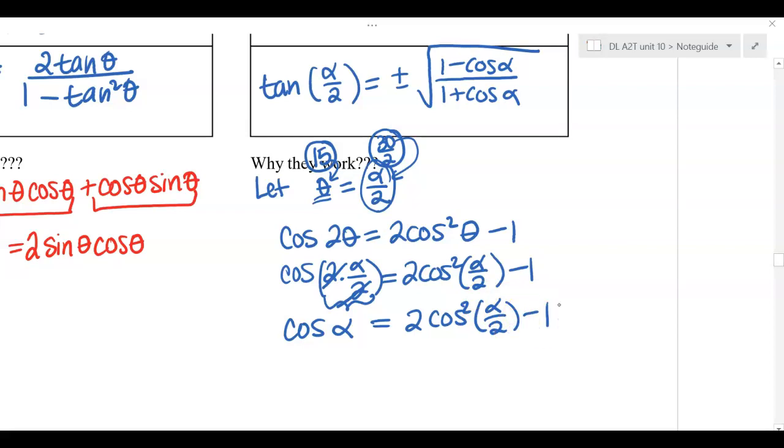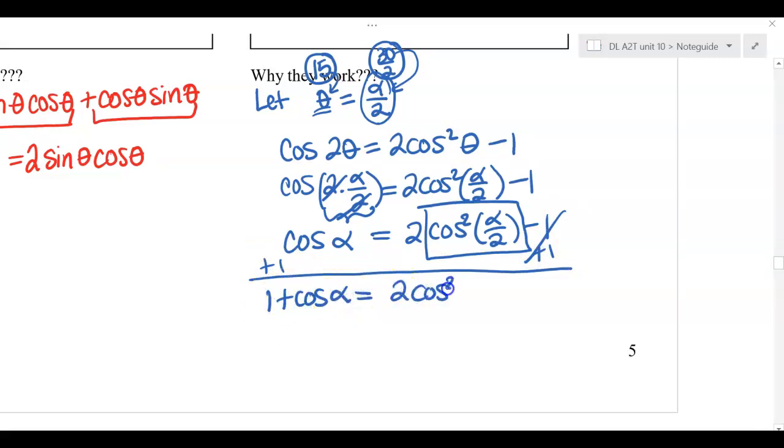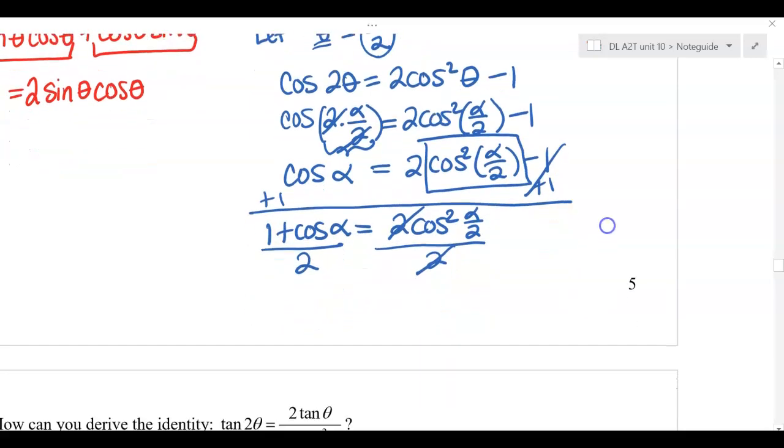And remember what my goal of this was. I was trying to show you how they would have derived a formula for the half angle. So their goal would have been to get this half portion alone. So to do that, I'm going to add 1 to both sides. And then I'm going to divide by 2. Now that's for the 2 outside of the cosine. It can't really affect anything that's inside of that trig function.